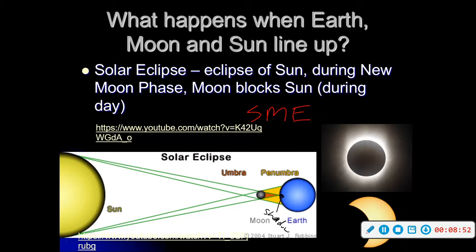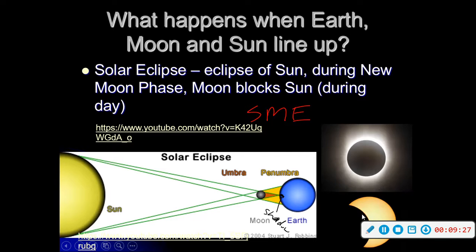Solar eclipse is an eclipse of the sun, and it's during the new moon phase. The moon blocks out the sun during the daytime, and it goes Sun, Moon, Earth, so you get the shadow on one part of the Earth. The way to remember that is SME. There are two different types. There's a total solar eclipse, where you only see the corona edge of the sun, which you're not supposed to view directly because that sunlight is very concentrated and can damage your eyesight.